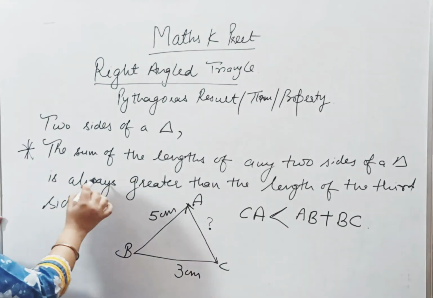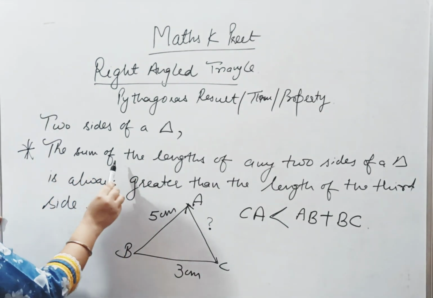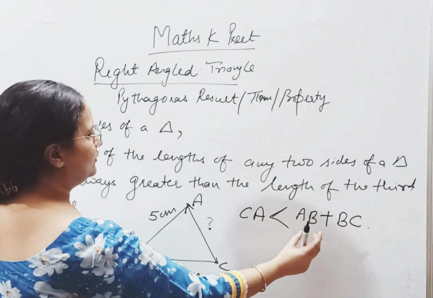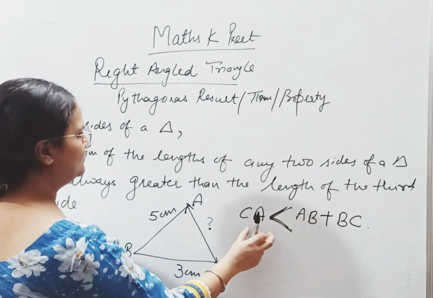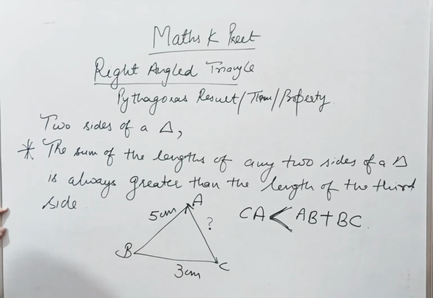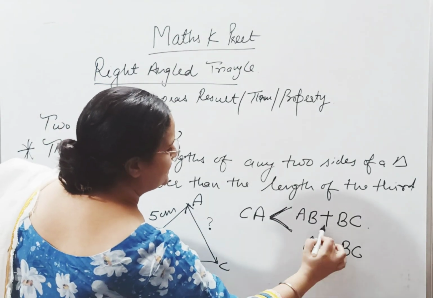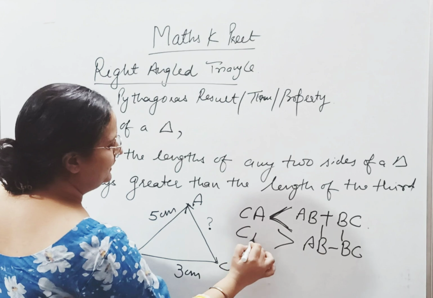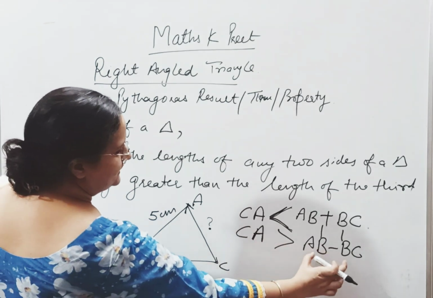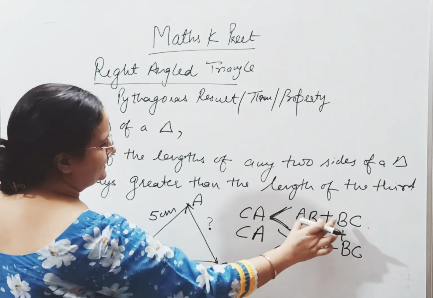In other wording, the sum of the lengths of any two sides is always greater than the length of the third side. So it is not possible to measure the third side if we know the lengths of two sides of a triangle. We can just find in between what the length of the third side will lie. If we find the difference of these two given sides, the third side will be greater than its difference and less than its sum.